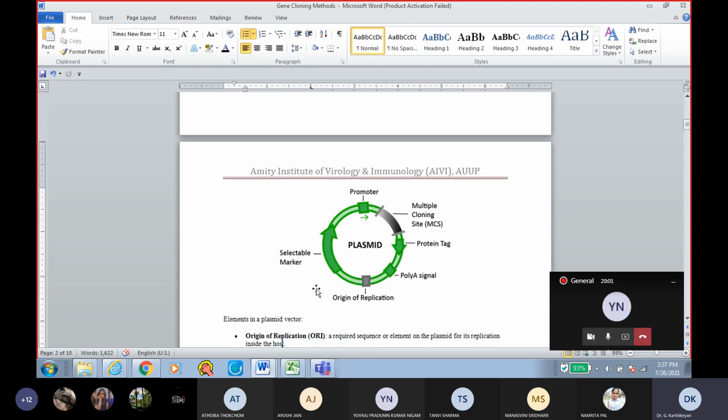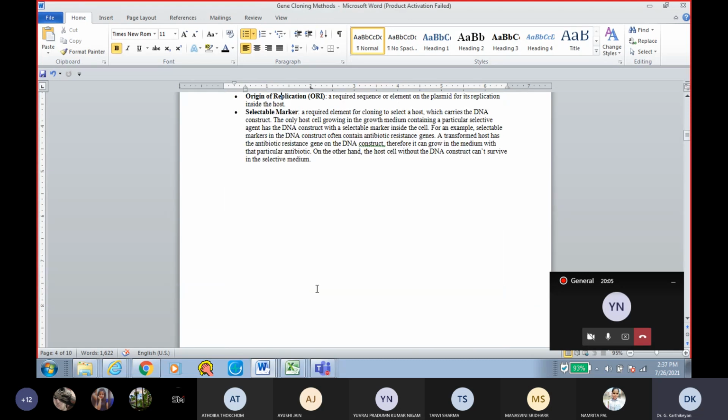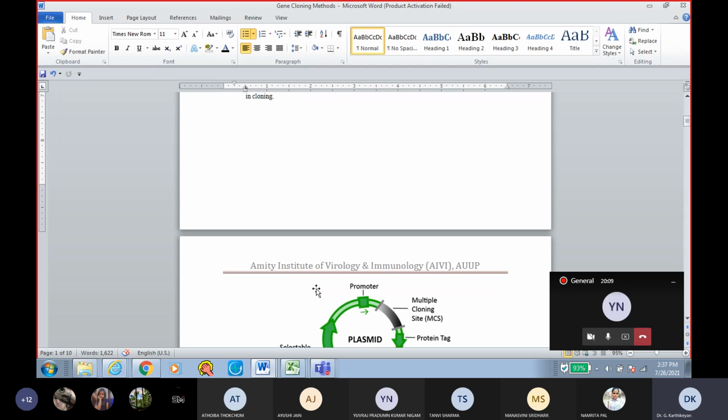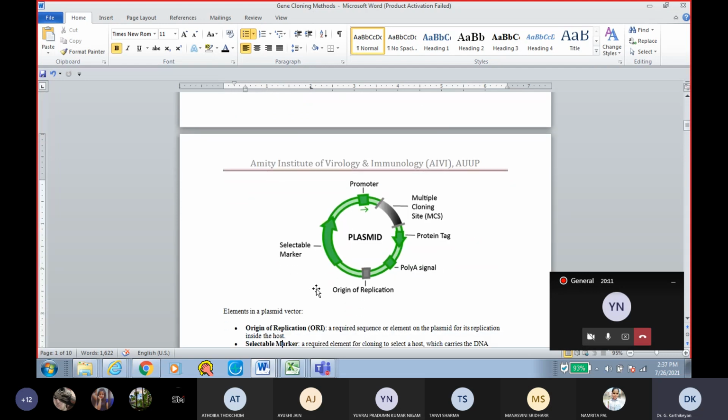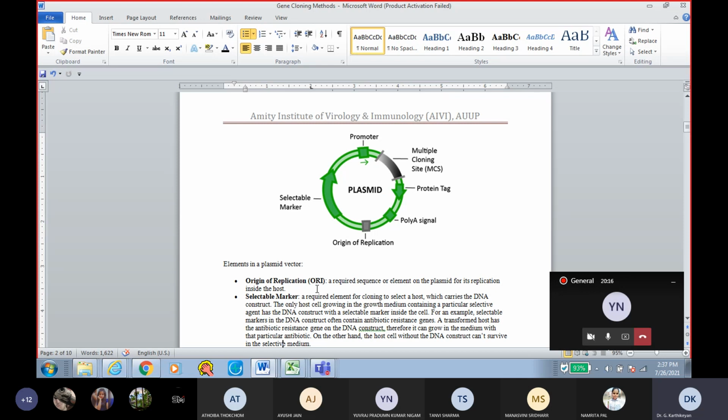Okay, so what are the elements in a plasmid? One is this origin of replication, from where the initiation of replication starts, right? And then you have a selectable marker. As I said, mostly these selectable markers are antibiotic resistance, right? But it could also be something else.